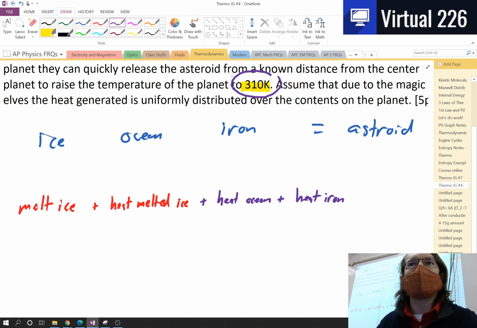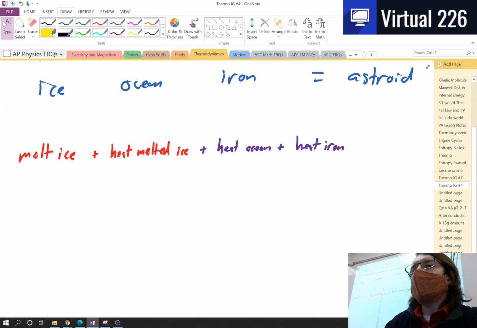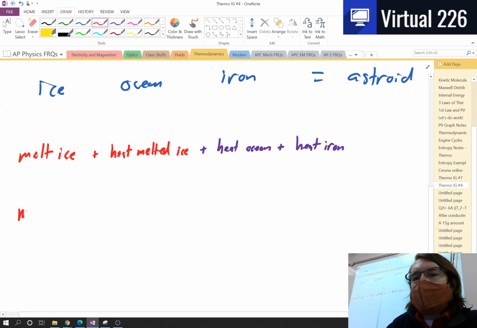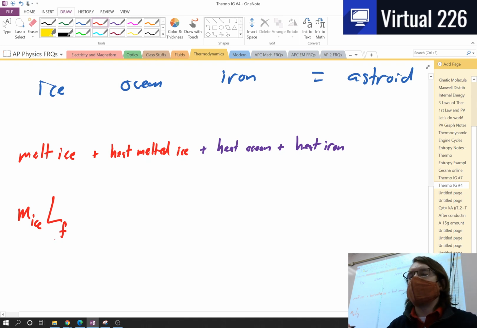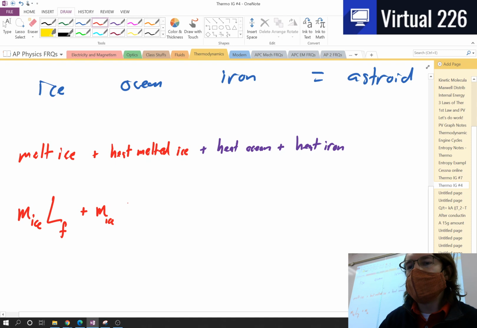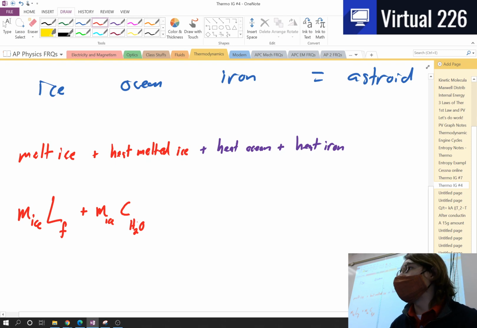So we don't care. And remember, due to the magic of the elves, we don't care about localized effects like vaporizing specific parts of this planet and killing all the elves. We're saying all the energy is magically distributed evenly. So all we have to say here then is this is going to be some mass of the ice and a latent heat of fusion, because we're trying to melt that ice. We then add that to an mc delta T, where this is the mass of the ice that we just melted. This is the C of water, because that ice has now turned into water because we melted it down.